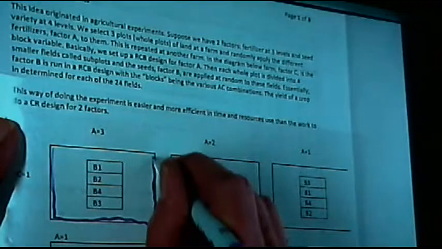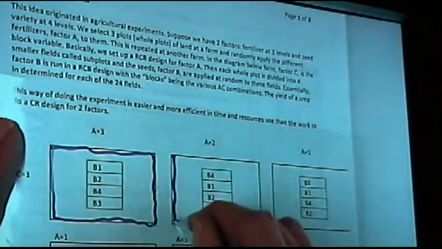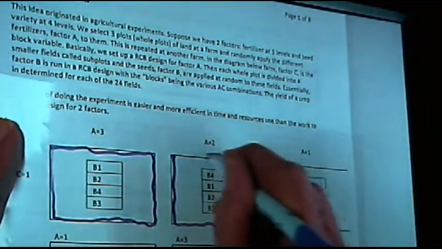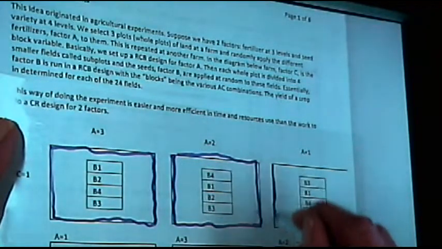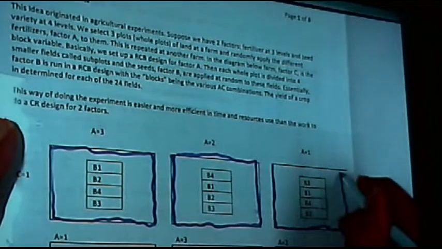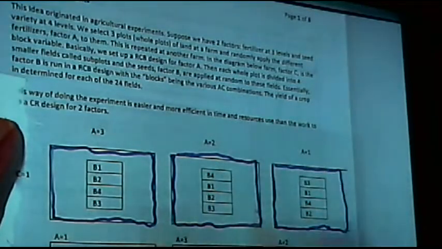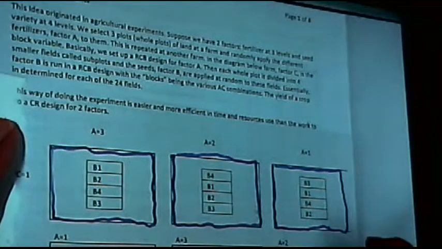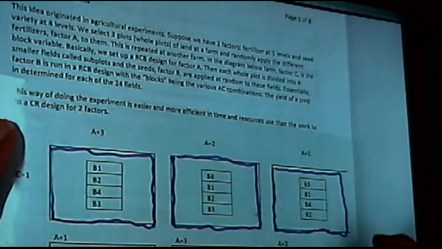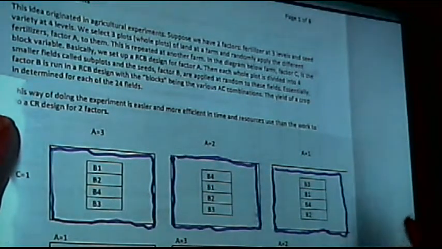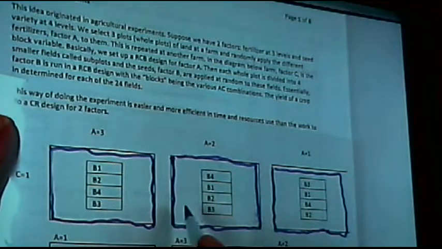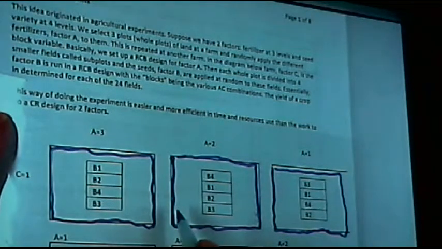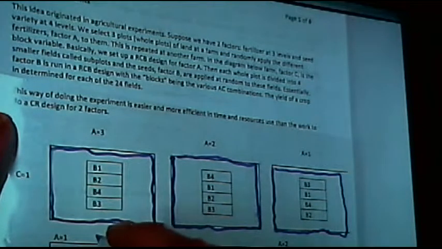identify a plot of land, a second plot of land, and a third plot of land, like that. And I don't really care how big those are. Those are fairly large plots of land. They're maybe several acres in size, for example. So we identify those, and then basically what you see here at this farm is that I'm going to assign the 3 levels of factor A on these 3 plots of land. But I do that at random.